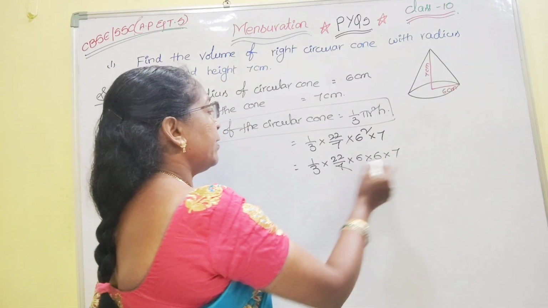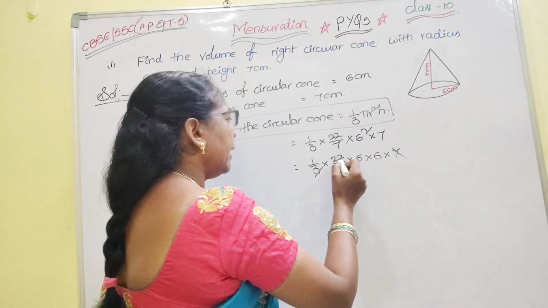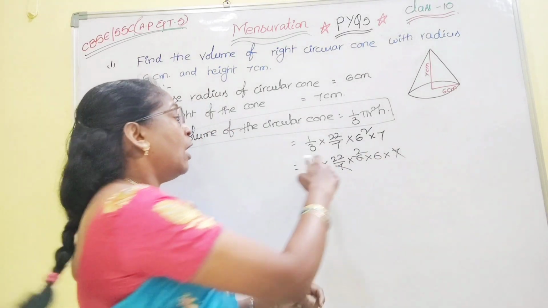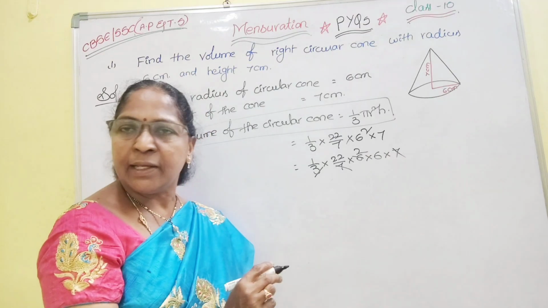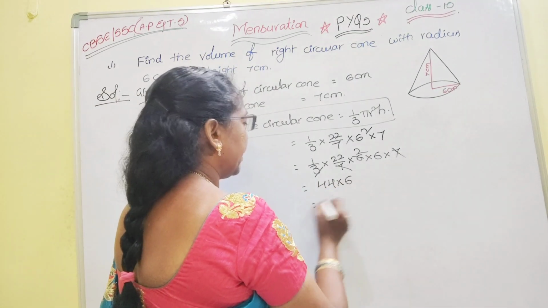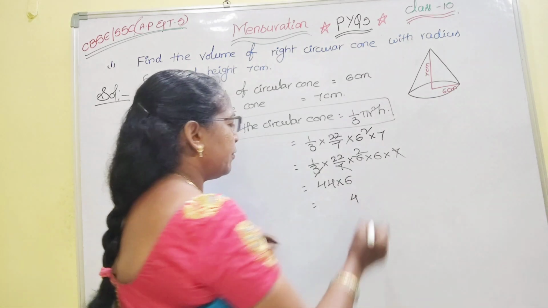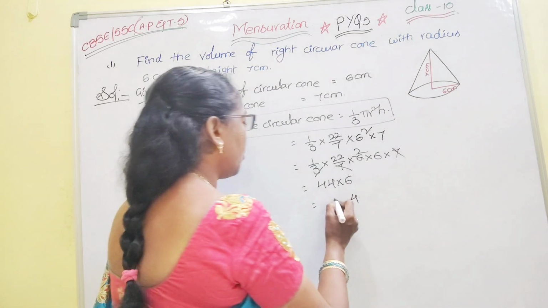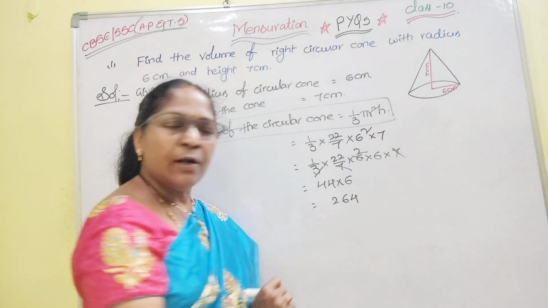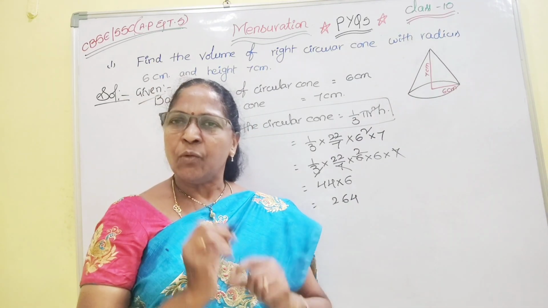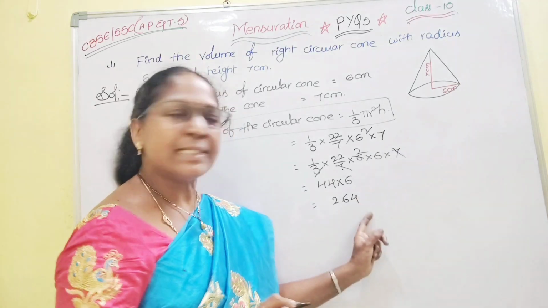Now here 7 and 7 cancel, and 3 goes into 6 two times. 22 twos are 44. 44 into 6: 6 fours are 24, and again 6 fours are 24. 24 plus 2 equals 264. Here is one thing most students get wrong.